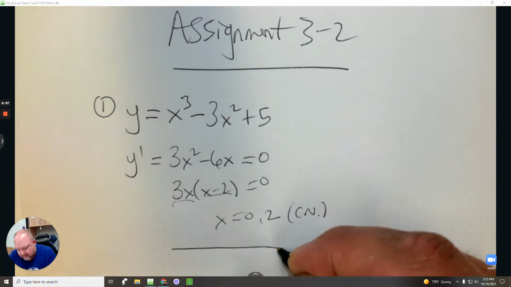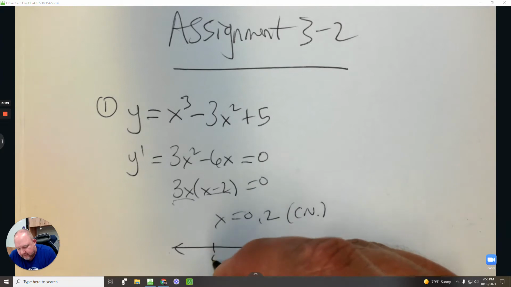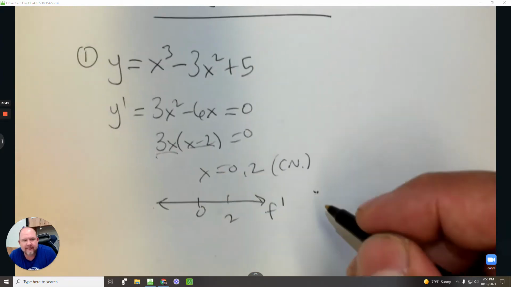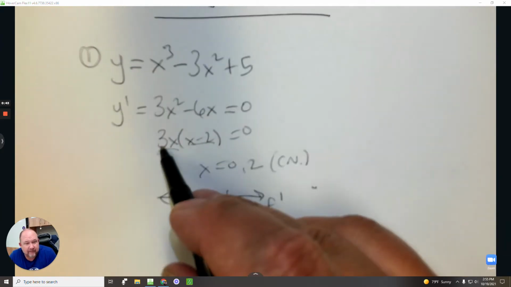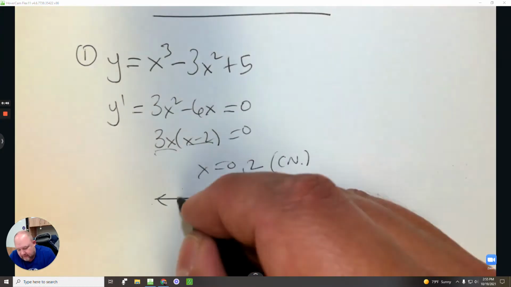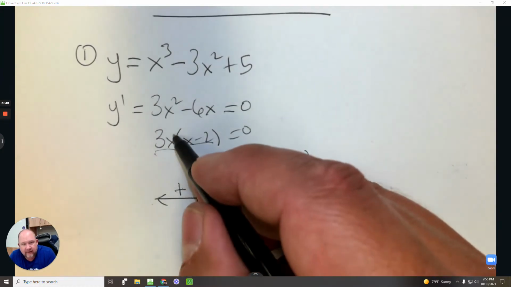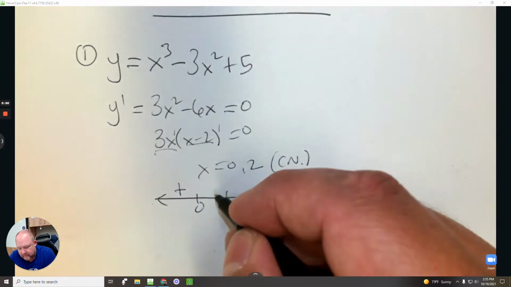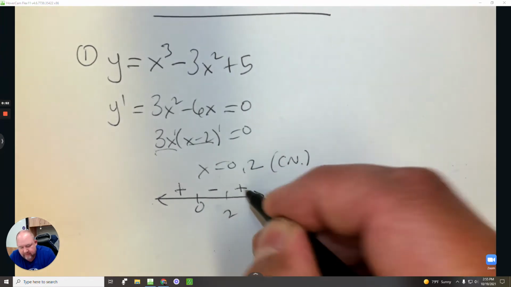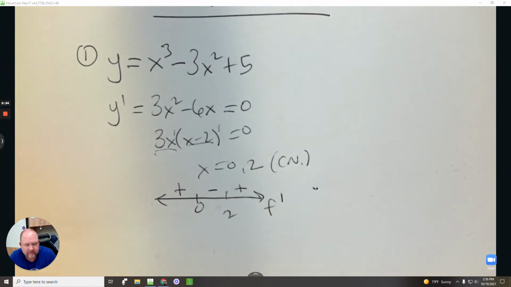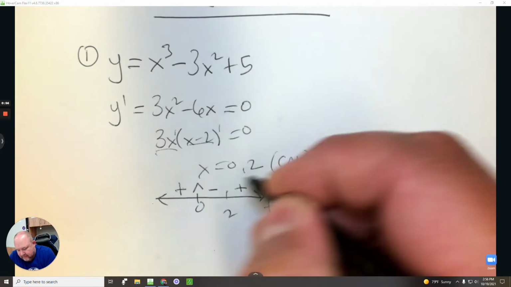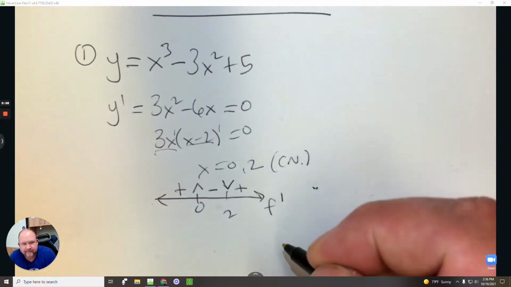Then I'm going to draw a number line, and on that number line we'll have 0 and 2. If I plug in a negative number, it's a negative times a negative, which is positive. All the exponents are odd, so the sign changes as you go across. So every time there's a critical number, the sign changes. We have a maximum and we have a minimum.